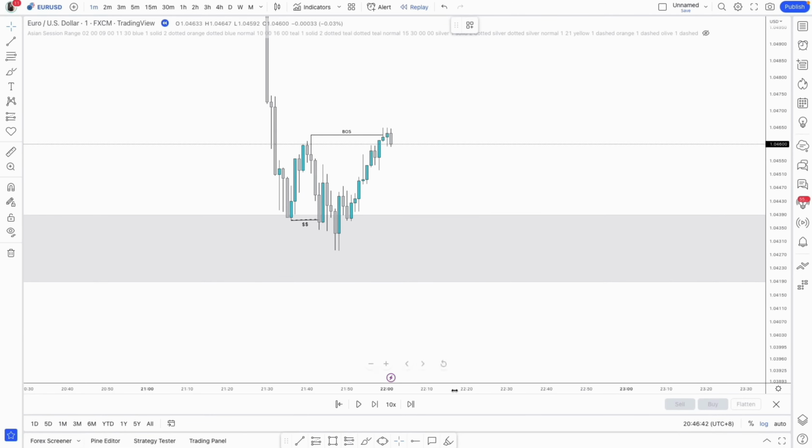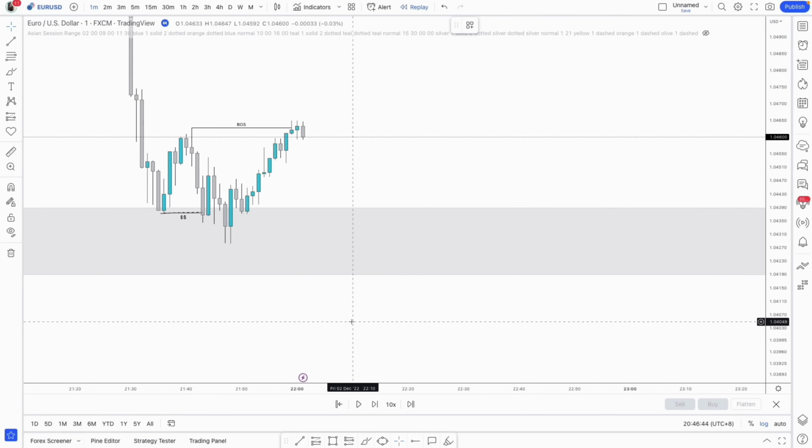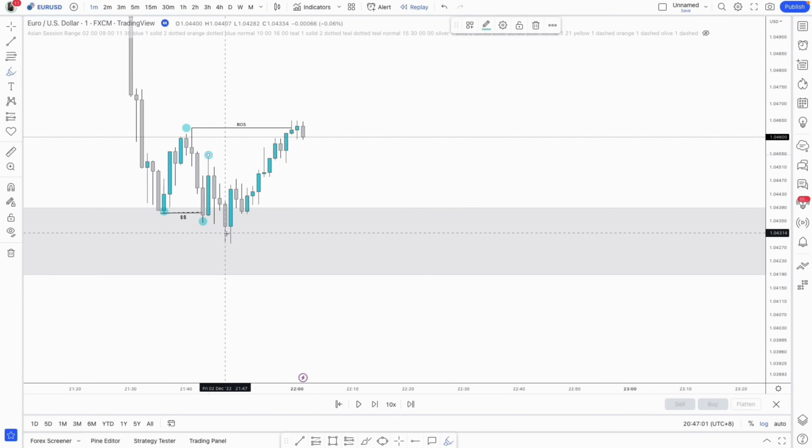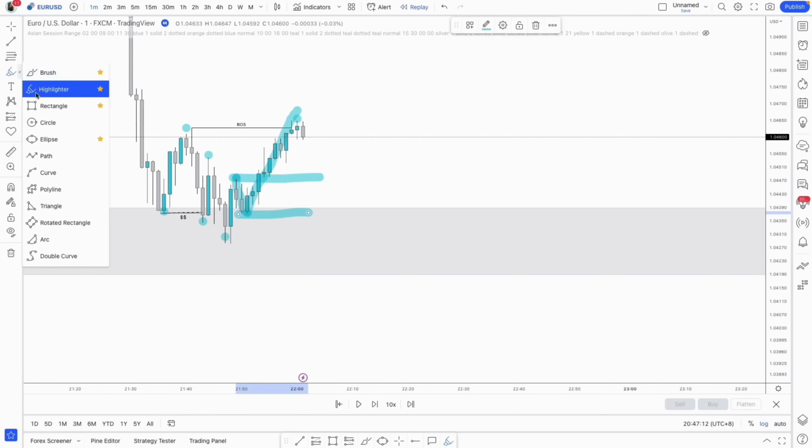Now the question is, where do you take your entry from? Again, the same as last time, we want to look for the last sell to buy that caused the momentum to the upside. So the last sell to buy, if you look at it like this, we have a low, high, low, high, low, high, low, high. So the last sell to buy is this sell to buy here.